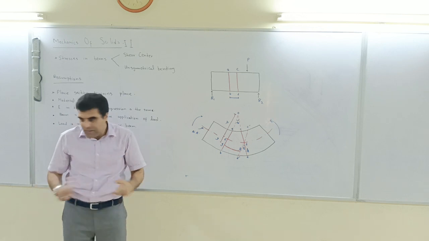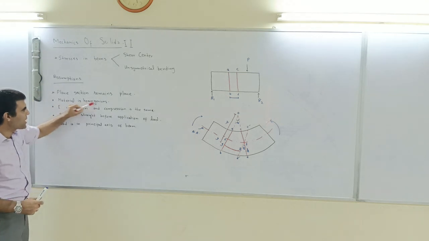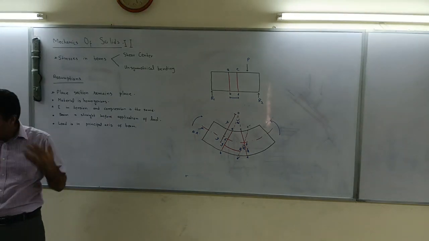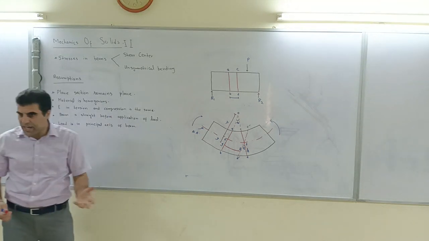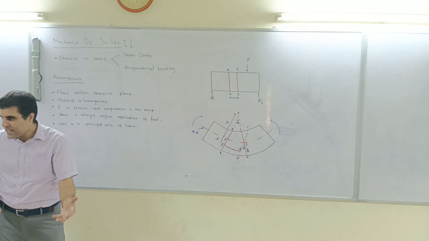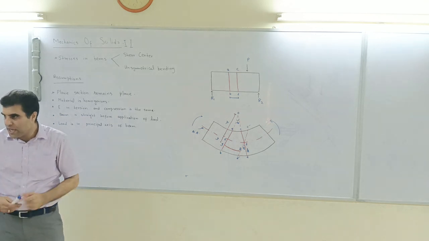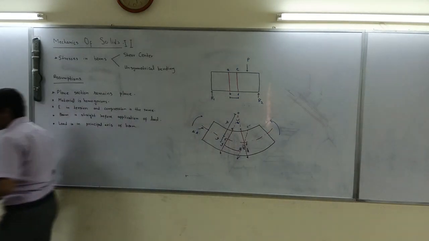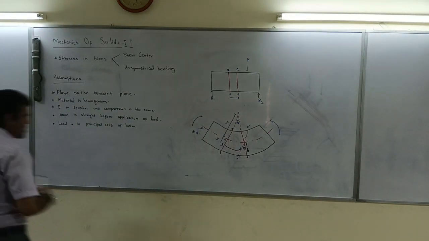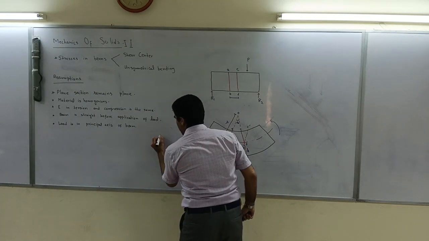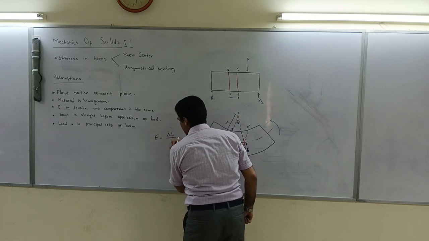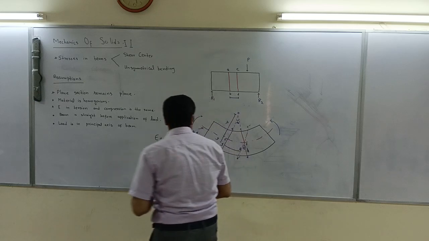Now we will find our strains, because stress is equal to E times strain. E we already know from the assumption that the material is homogeneous. What we need to find is the strain, and once we put that in our equation, we will get our stresses. Strain is change in length by original length.